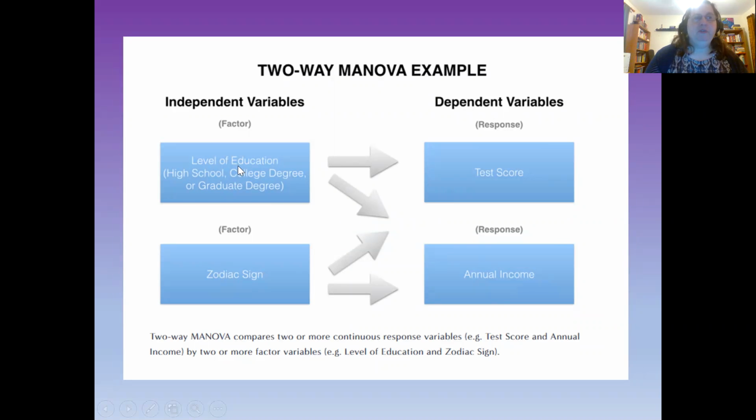Two-way MANOVA example. Now we've got our level of education factor with high school, college degree, and graduate degree levels. Our zodiac sign factor with Pisces and Libra levels. So the two-way MANOVA compares two or more continuous response variables, continuous DVs, test score and annual income, by two or more factor variables. So now, once again, because we're in two-way land, we can have interactions.